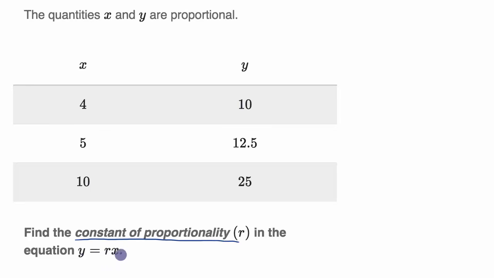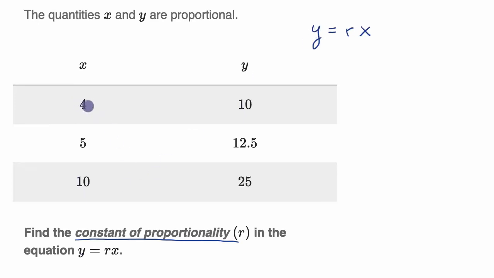So pause this video and see if you can figure that out. All right, so we want to find the constant of proportionality. I sometimes have trouble saying that. R, where for any x, if I multiply it by r, I get y.